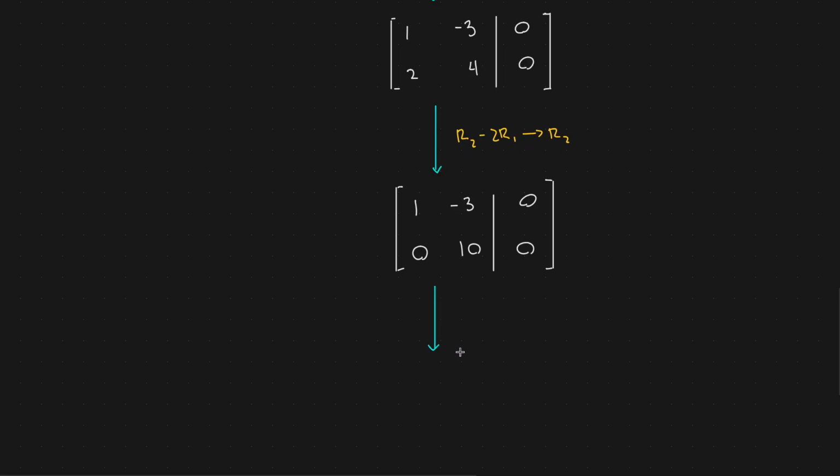I'm now in row echelon form, by the way, right? I've got that stair step pattern. In row echelon form, I want to continue and get it into reduced row echelon form. So that means all my leading terms should be 1. Every column that has a leading term, all the other entries should be 0. Okay, so I've already got this leading term to be a 1. Let's turn this leading term to 1.